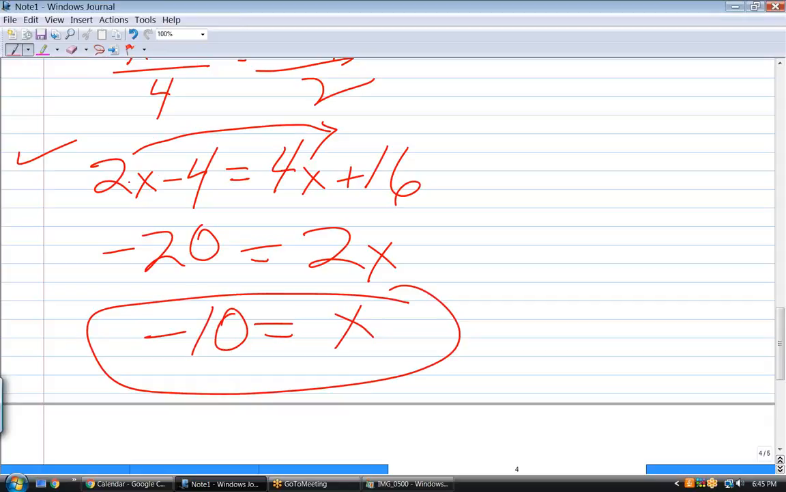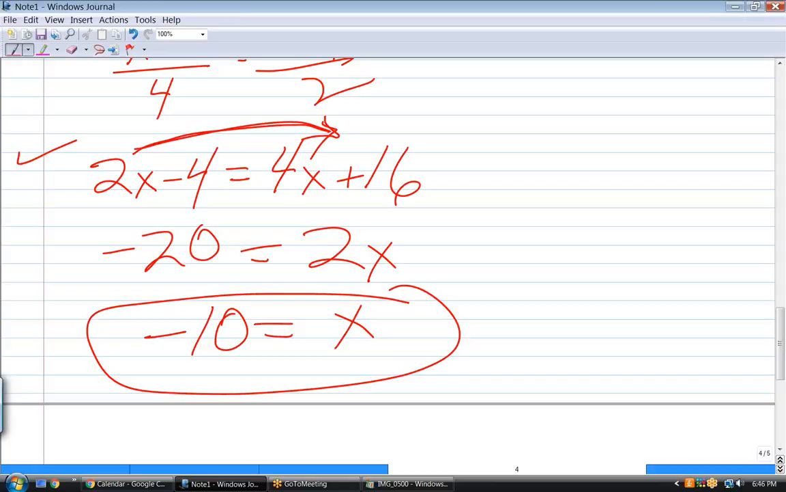The reason I choose the x is because I don't know about the numbers yet. But I know if I move the 2x to the right side, I'm going to have a positive coefficient, whereas if I move the 4x to the left side, I'm going to have a negative coefficient. So that's the first thing I look at, and that's the way I'm going to go, because at this point, I don't know yet whether the number is going to be positive or negative.